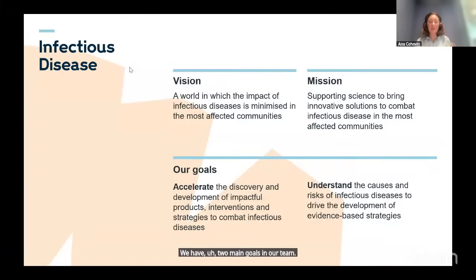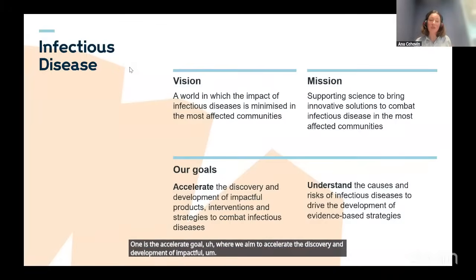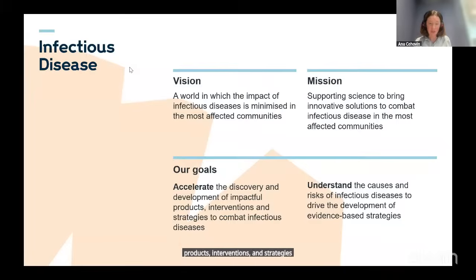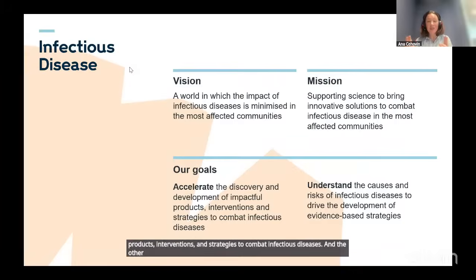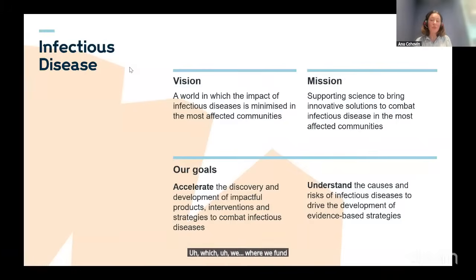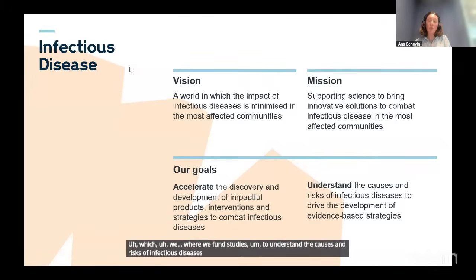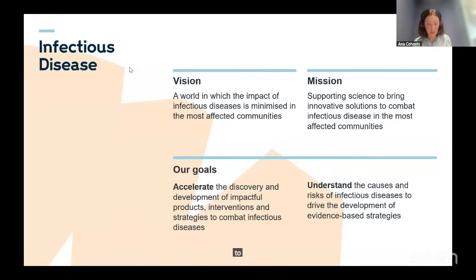One is the accelerate goal, where we aim to accelerate the discovery and development of impactful product interventions and strategies to combat infectious diseases. And the other is the understand goal, where we fund studies to understand the causes and risks of infectious diseases, with the aim of supporting the accelerate goal to develop new interventions.